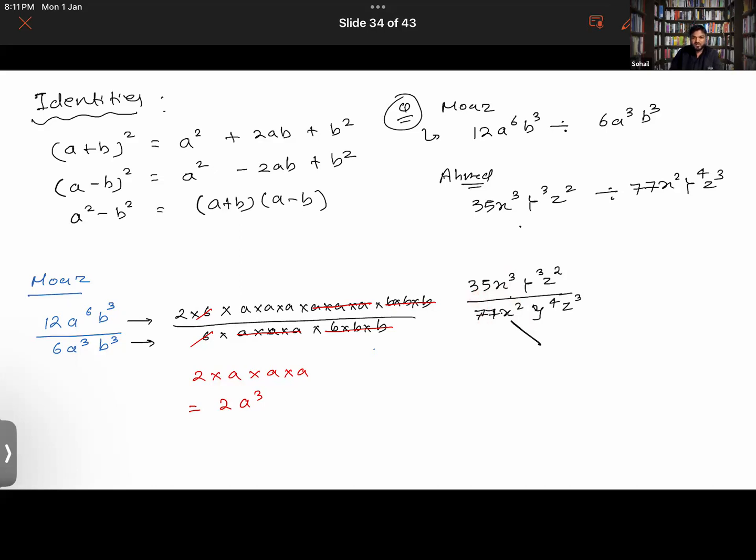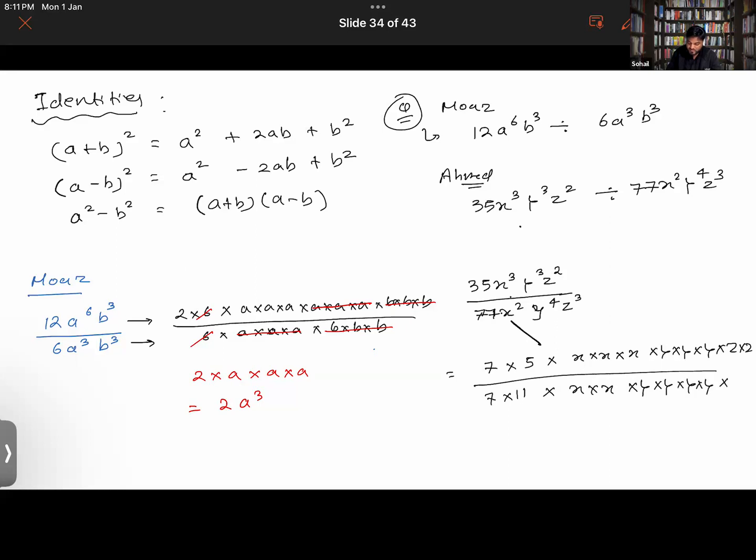Getting it, Moaz, Ahmed? Yes, sir. So you can write it like this: 7 times 5, times x times x times x. Then again, y will be written 3 times, then z 2 times. 77, can I write it like this? 7 times 11, times x times x. Then y will be multiplied 4 times, and then z will be multiplied 3 times. Yes, this is the way you are required to solve this.